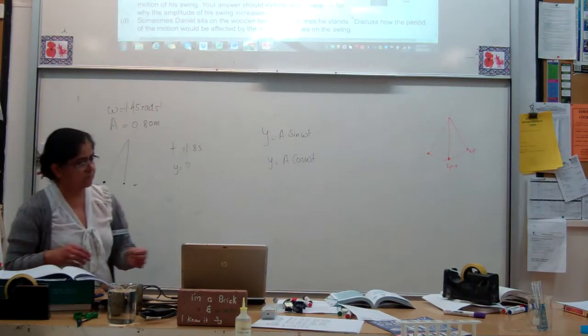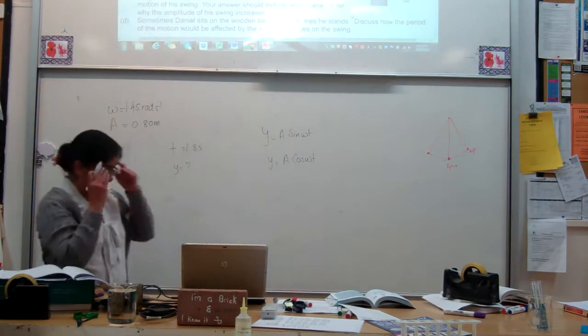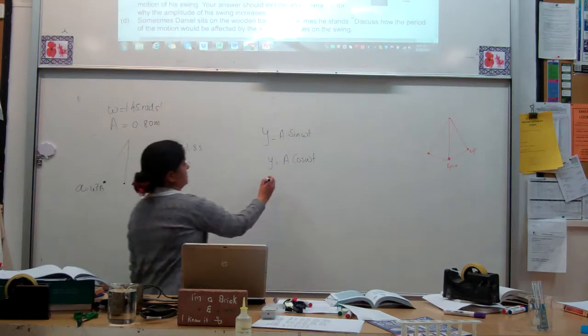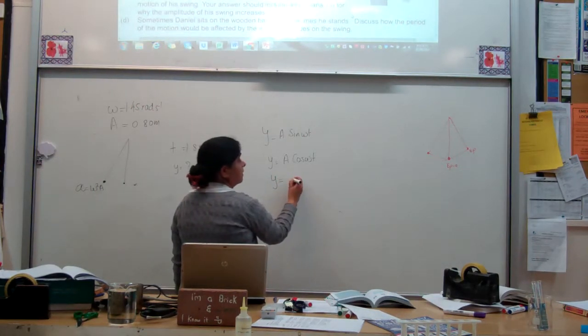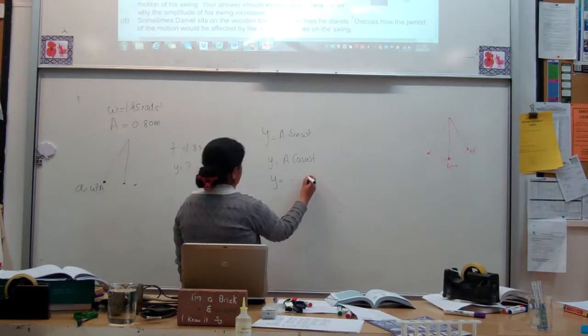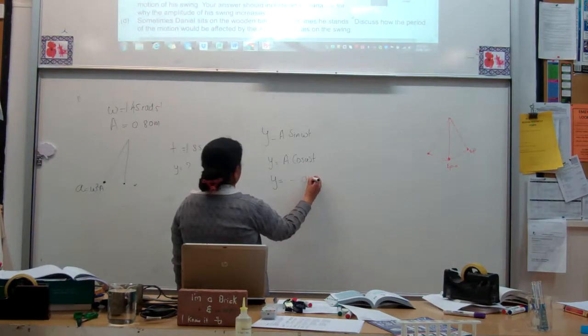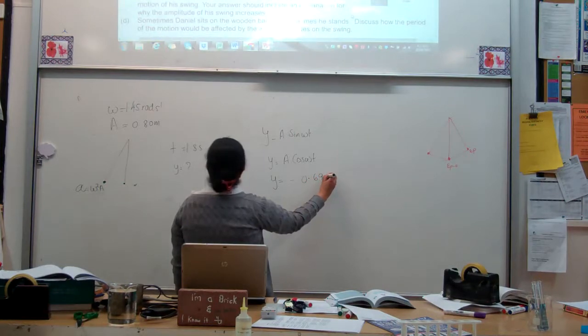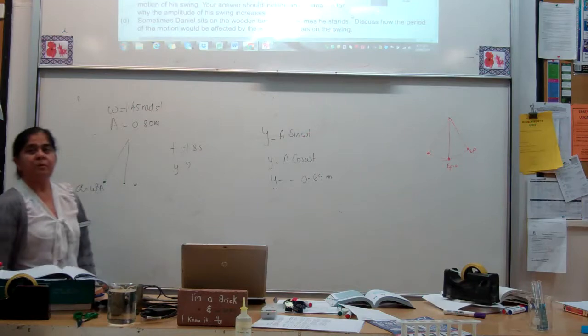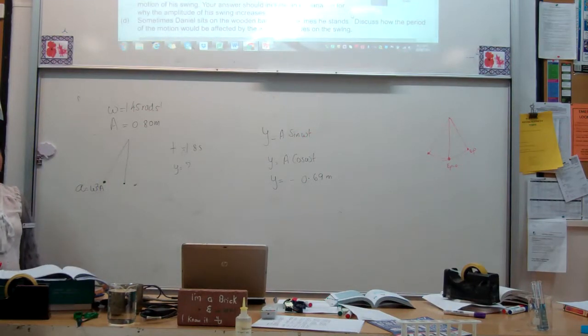Answer, guys? Y is negative 0.69 meters. You're happy with that? If you leave it just there, I think you're getting Achieved. But it's an Excellence question.